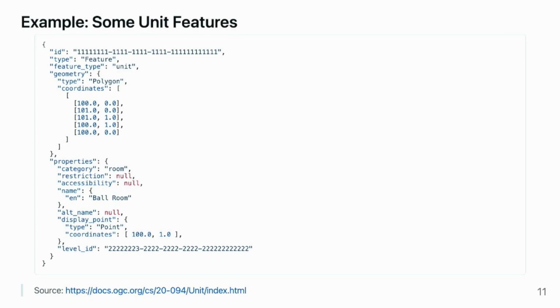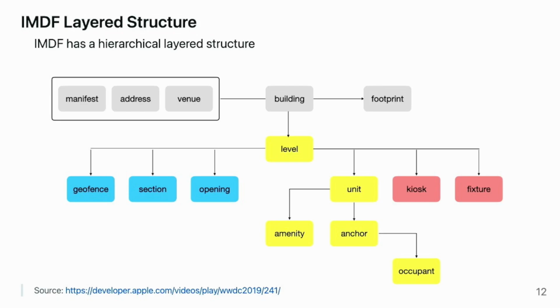Here's an example of a unit feature in IMDF format. Each unit has a unique ID, polygon geometry defining its shape, and properties like category, name, and level ID. Notice it is a standard GeoJSON structure with localized names and display points for placing labels on the map.